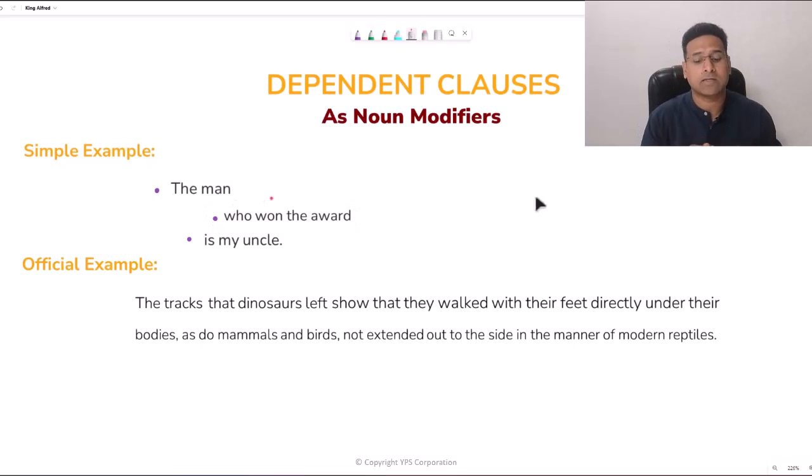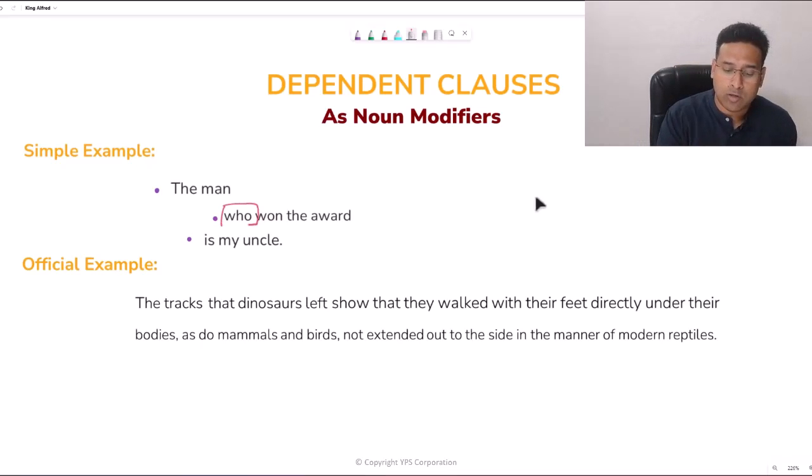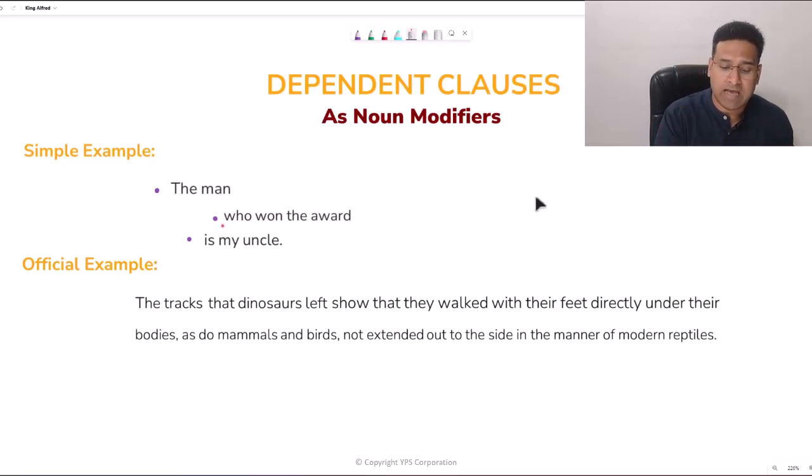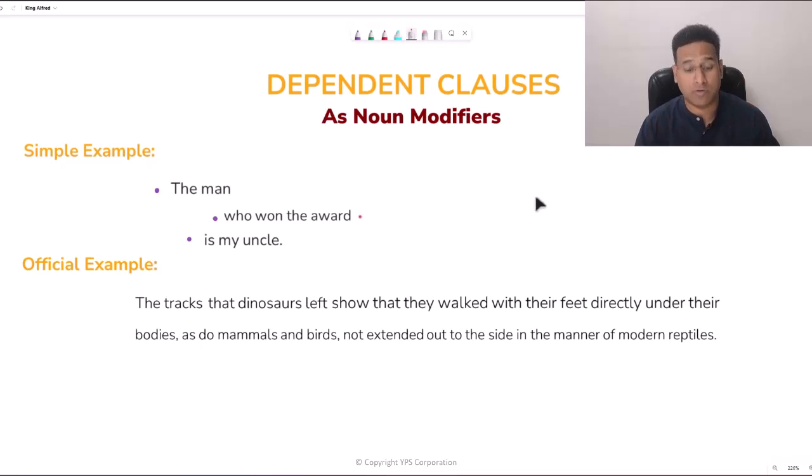The subject is a relative pronoun, who. As you know, relative pronouns can behave as both connectors and nouns, either subjects or objects of relative clauses. Here we have a relative clause who, not only joining this clause to the man, but also behaving as the subject of the verb one. So here we have a clause that behaves as a noun modifier. You see how simple it was?